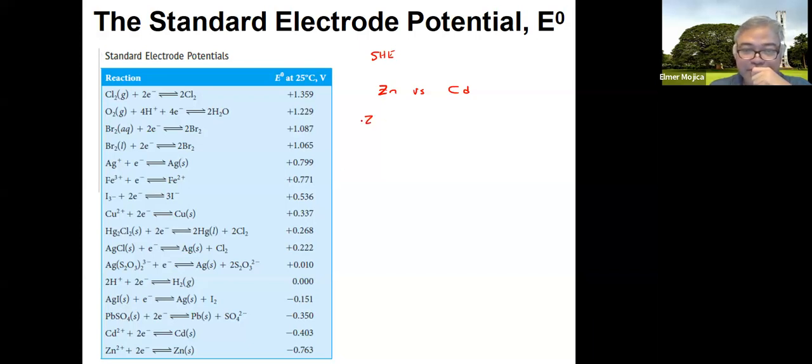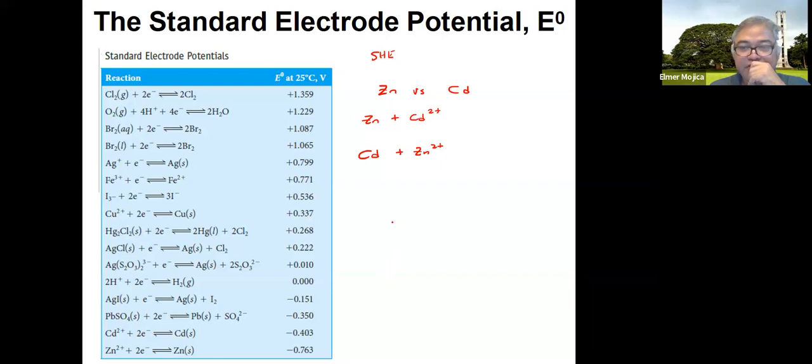If we dip zinc in cadmium 2 plus, will there be anything that will happen? If we dip cadmium metal in zinc 2 plus, will there be a reaction that will happen? So paano yung pag-interpret natin sa table na ito? So anong masasabi natin dito?